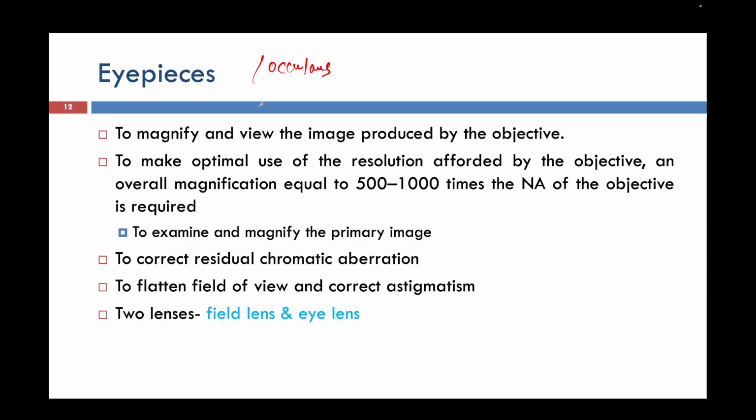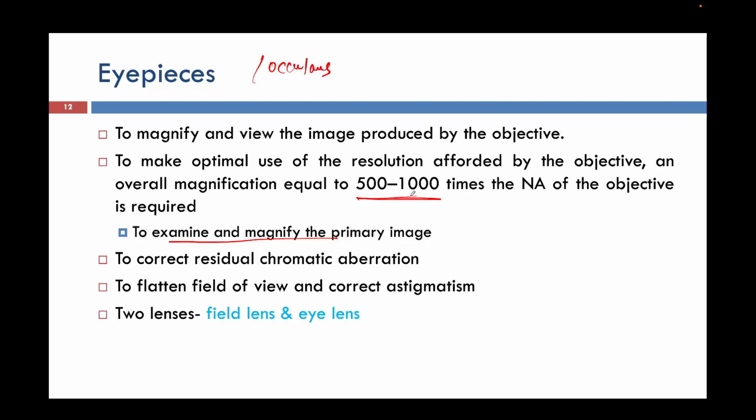Simply, to examine and magnify the primary image. The objective's image generally requires a further magnification of about 500 to 1000, and that magnification is given by the eyepiece. Remember, we achieve this magnification without distorting our image quality, because if we add one more lens in such a way that it distorts our image quality, then that lens is of no use, right?